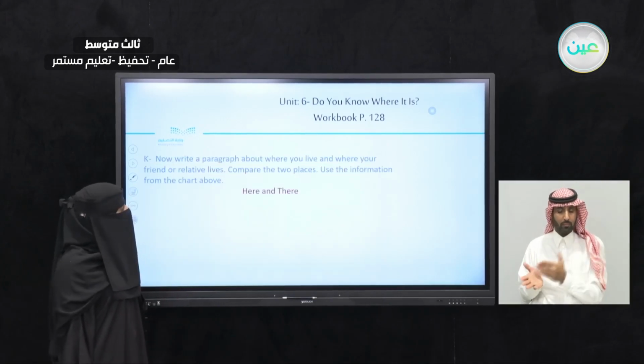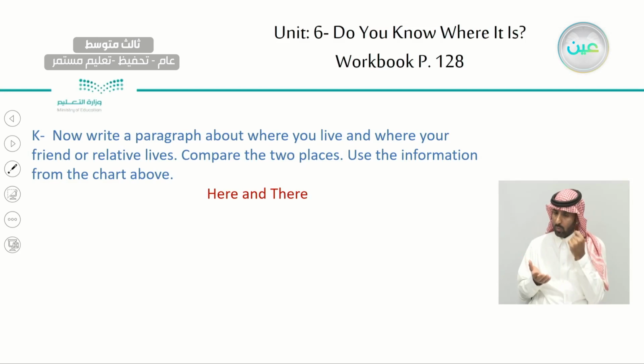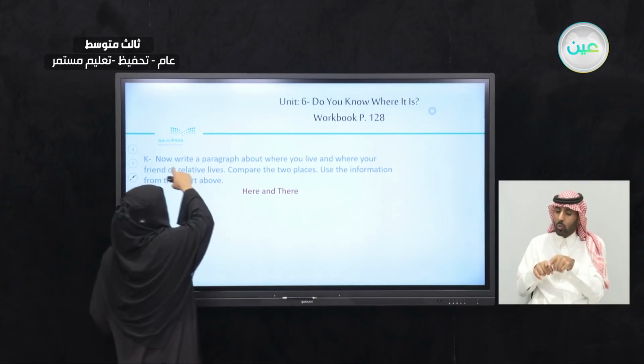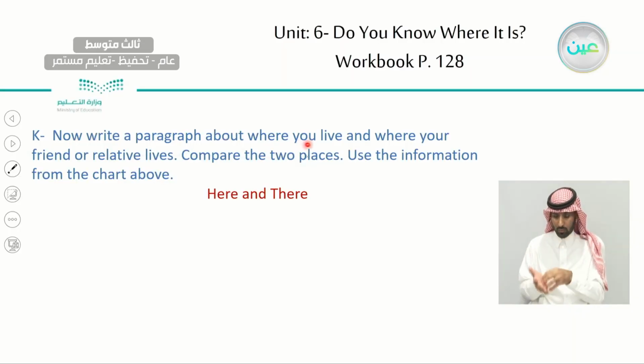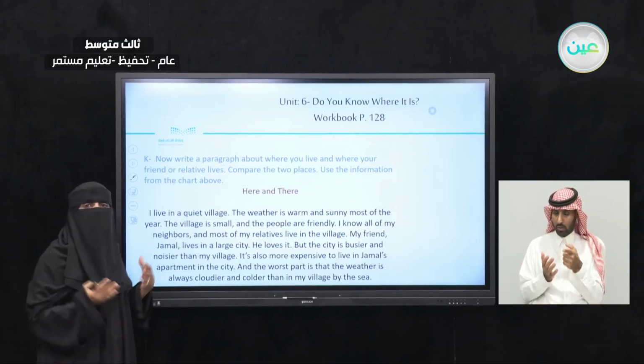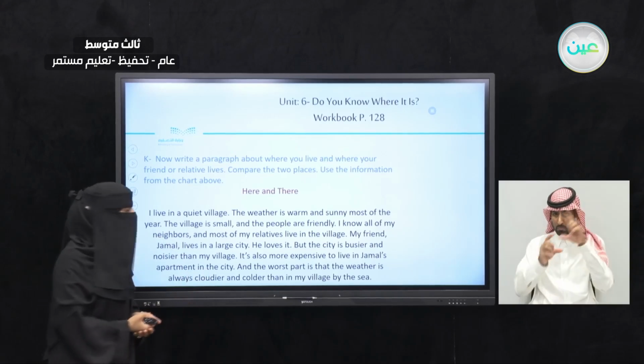And then what does he want you to do? Transfer the chart, the table, into writing. Change it into writing. You will write a paragraph. Okay? Comparing where you live and where your friend or relative lives. Now write a paragraph about where you live and where your friend or relative lives. Compare the two places. We can use the table from the previous exercise. Use the information from the chart above. Here and there. Okay? This is just a sample. I'm sure you have other information, wonderful sentences you have written.